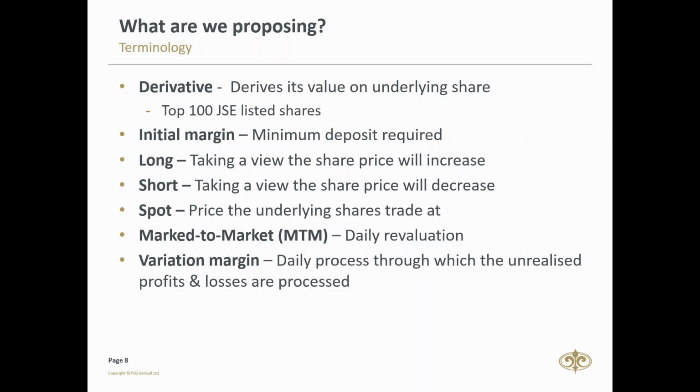When we talk about longs, it means you're buying something, taking a view that the share price will increase. A short is taking a view that the share price will decrease and benefiting from the reduction in share price. Spot is the price at which the underlying share trades, where this derivative is going to get its value from. Mark to market is the physical revaluation of your portfolio on a day-to-day basis, and the variation margin is the flow where your portfolio increases or decreases. If your portfolio increases, you can use that increase in value to trade some more and add to your portfolio. Similarly, if your portfolio goes down, you'll have less money to transact with.